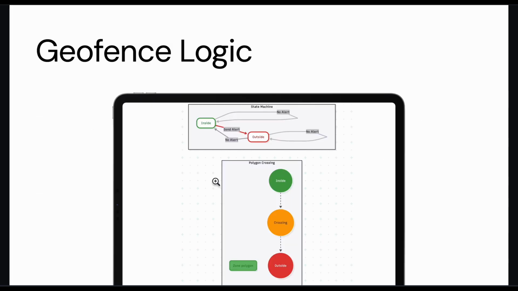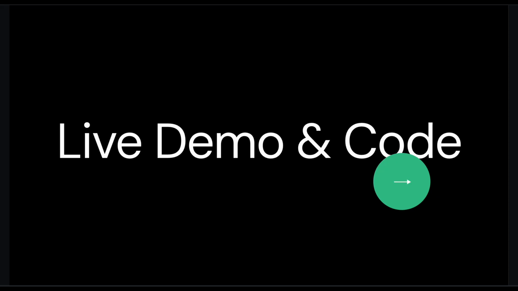Here you can see the path crossing the polygon edge: inside, then crossing, then outside. And then there is the state machine which shows the rule: send an alert only on the inside to outside transition. Staying outside or moving from outside to inside does not send an alert. Next we'll see the live demo and code explanation. Thank you.